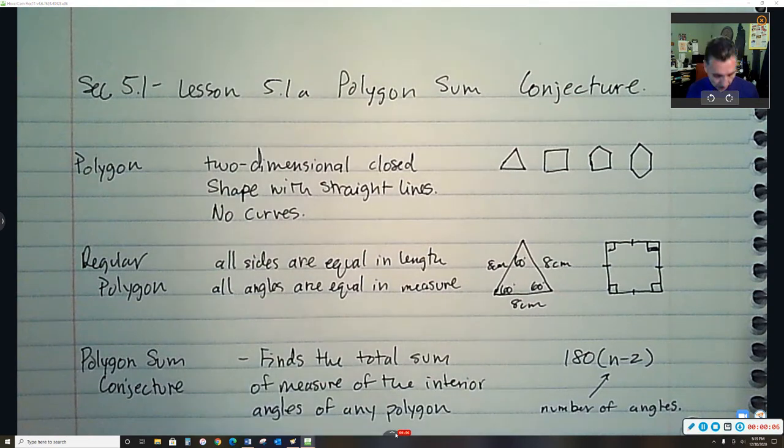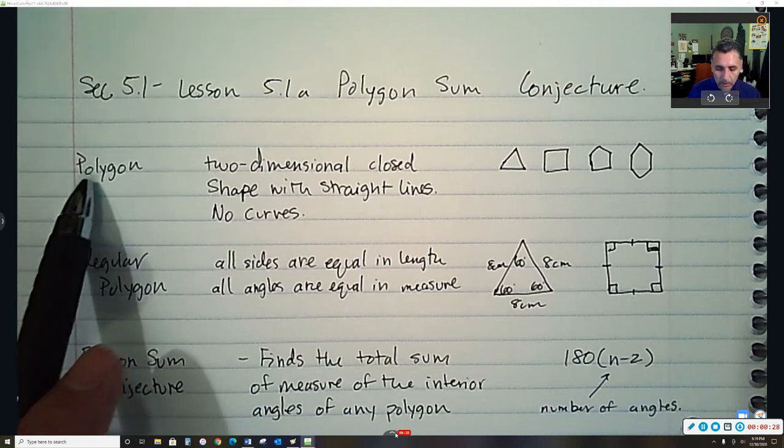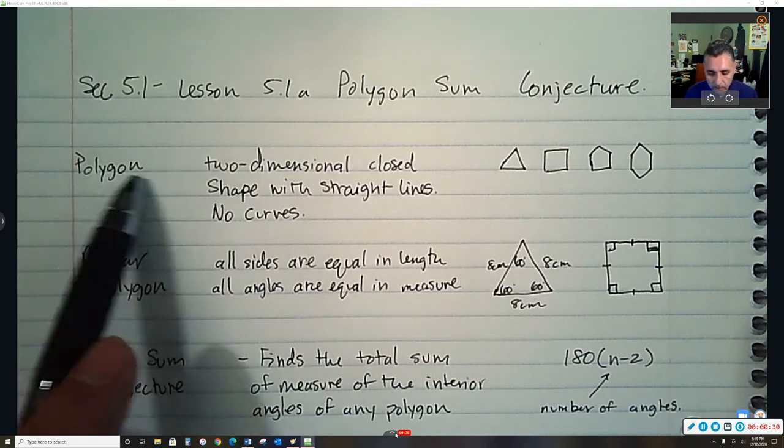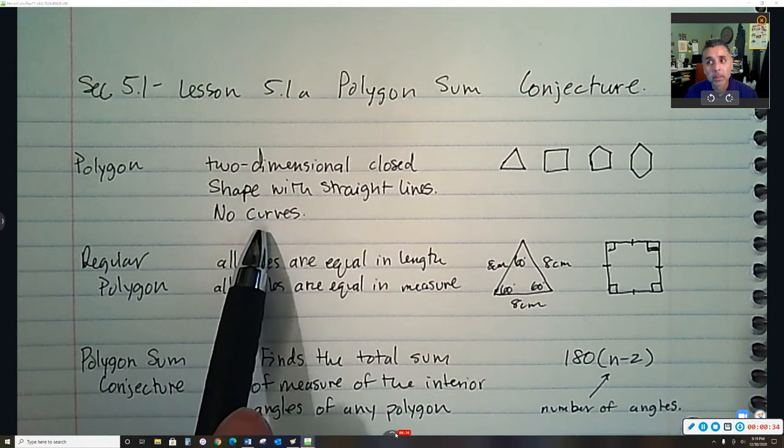Today's notes is section 5.1, lesson 5.1a, polygon sum conjecture. And all we're going to be doing is finding the sum of the inside angles of a polygon. Here's the definition of a polygon. I think we have gone over this, or we should have gone over this. It's just a two-dimensional closed shape with straight lines, no curves. So like a circle is not a polygon.